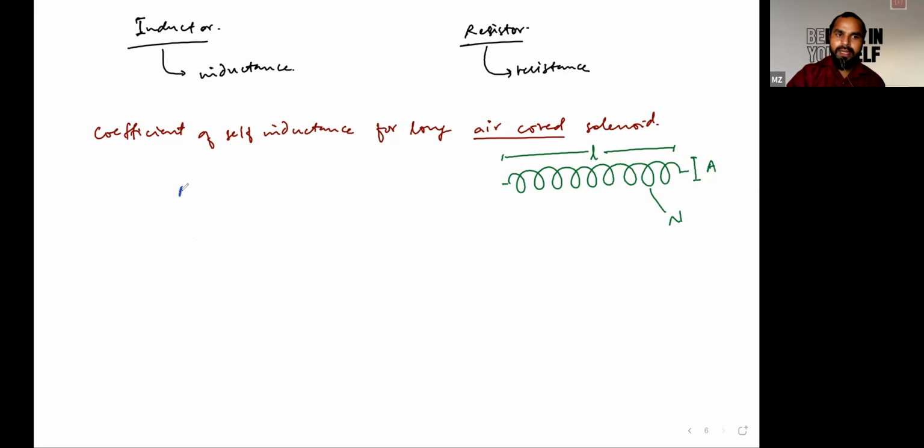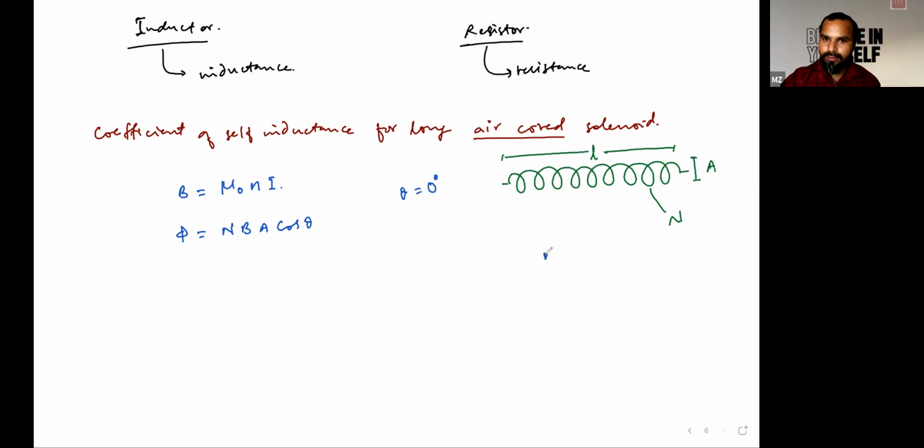So first is the magnetic field produced by this particular solenoid. As we have learned in chapter 4, it is equal to mu naught times n into I. Now the flux linked with this coil would be flux equals N B A cos theta. Since the area vector of this coil and the magnetic field linked with this coil are parallel, we just take theta to be 0 degrees.